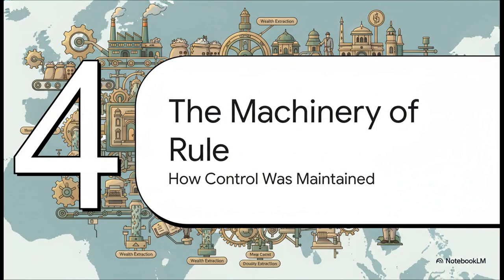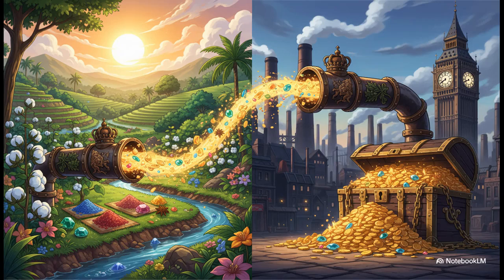So the big question is, how on earth did a relatively small island nation manage to control a massive, sprawling subcontinent for almost 2 centuries? Well, they built a machine, a really complex machine of control with all these economic, political, and cultural levers that were all designed for 2 things: to maintain power and to extract wealth. And right at the heart of this machine was its economic engine.